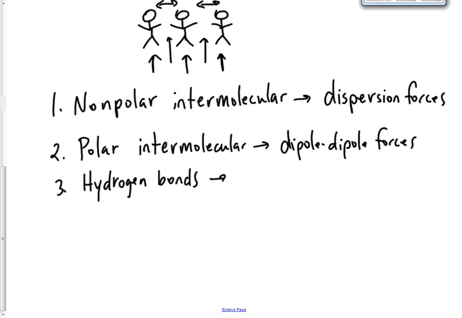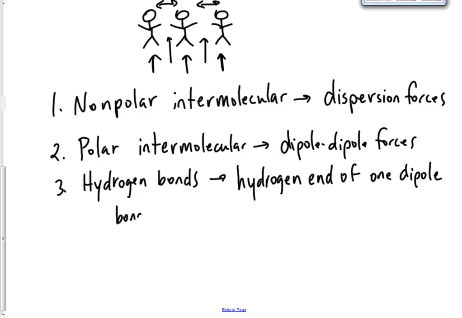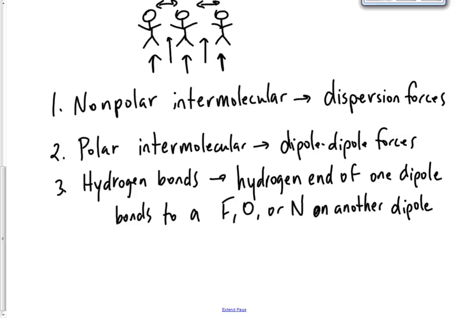So a hydrogen bond is the hydrogen end of one dipole bonding to a fluorine, oxygen, or nitrogen on another dipole. Okay, so what do we mean by a dipole?